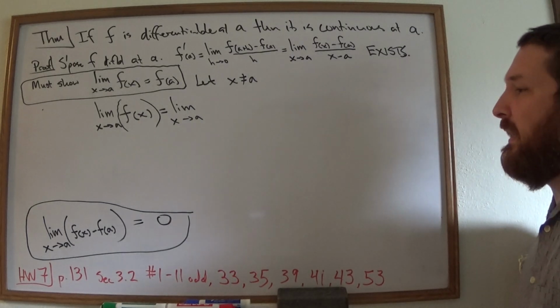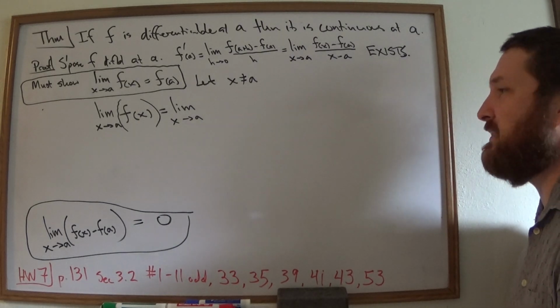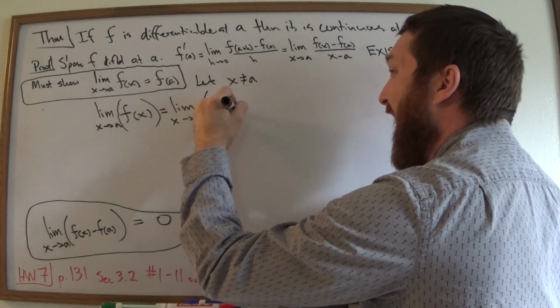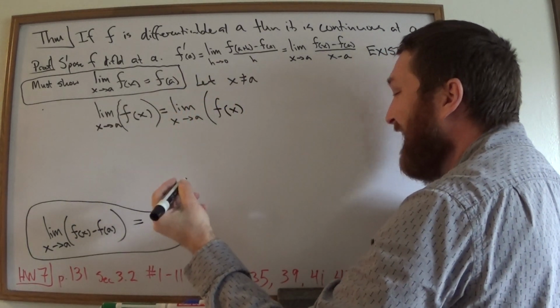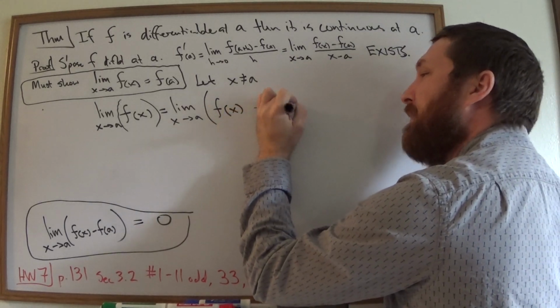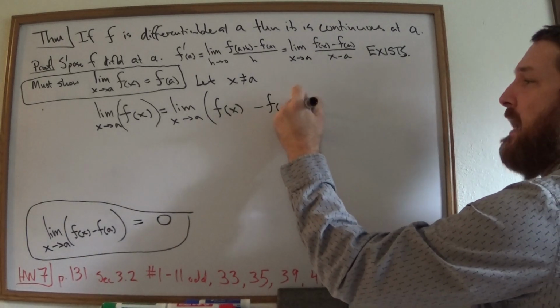Boy, I wish I had an f of a in there. It'd be really nice if I could just magic up an f of a. Add one and one. Isn't that a great trick? So it would be nice if I just had a minus f of a in there, but I can't just do it on its own, so I'll just add it and subtract it.